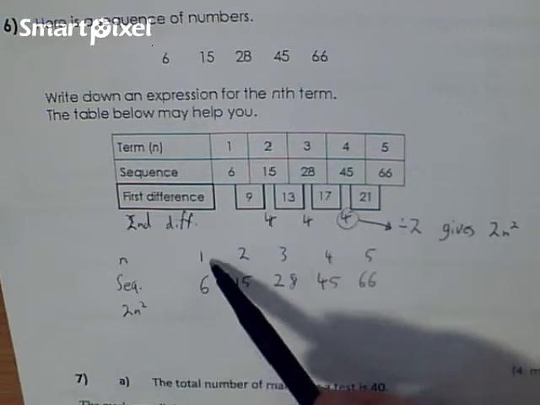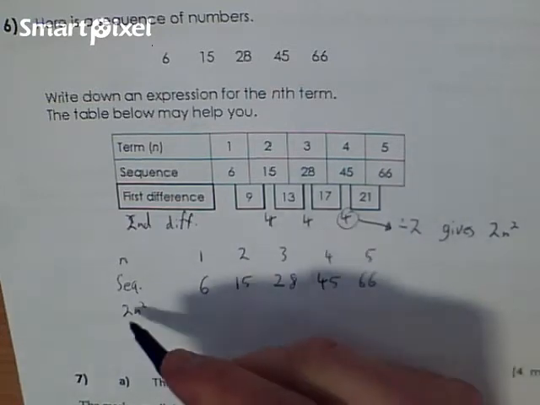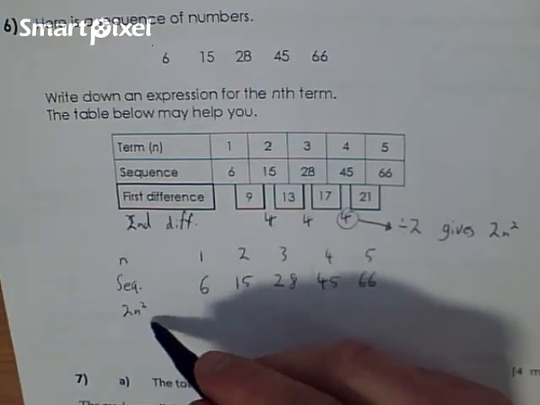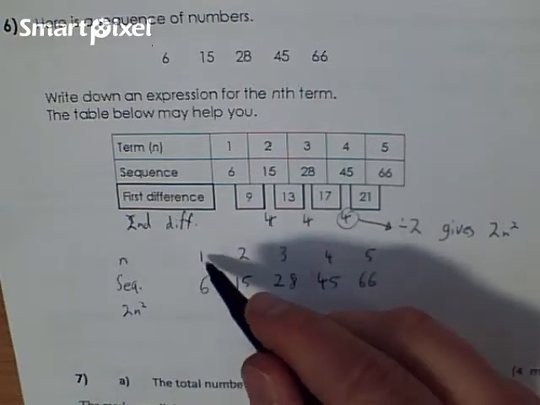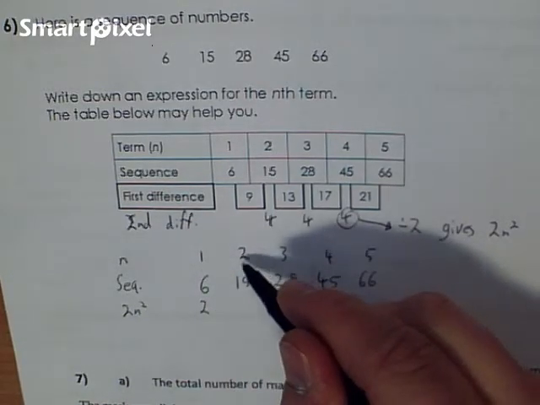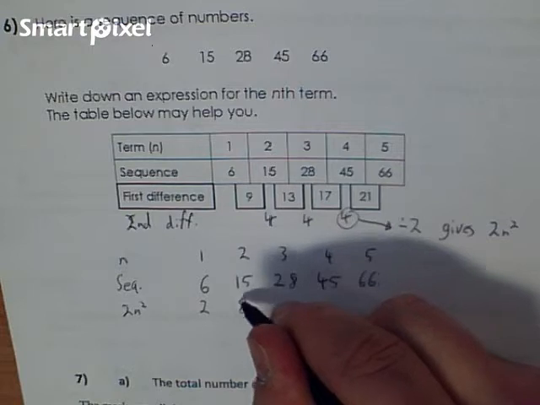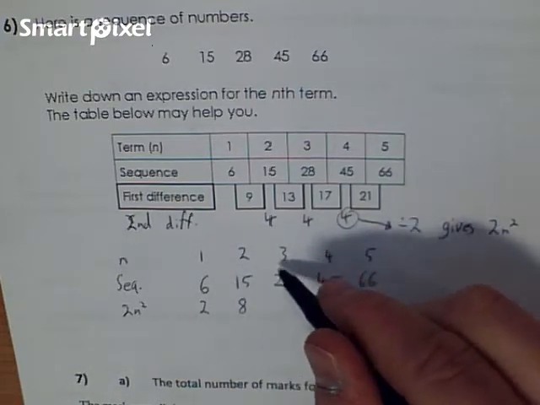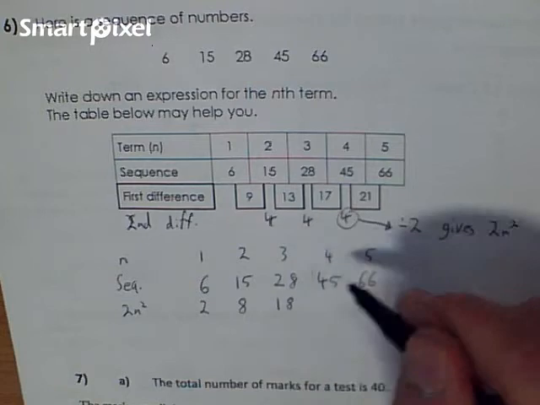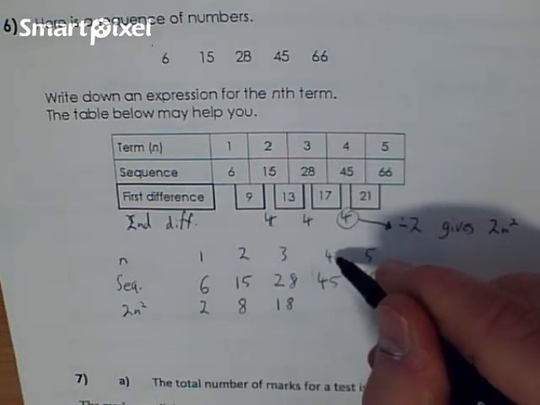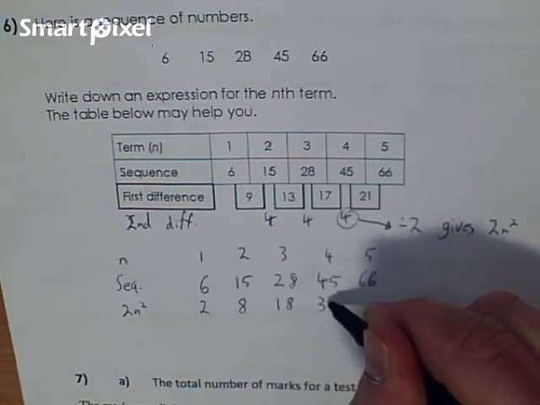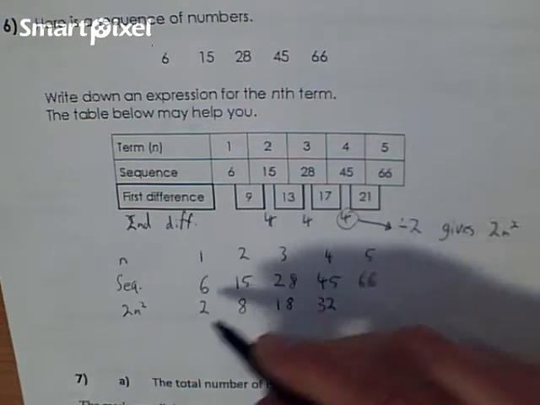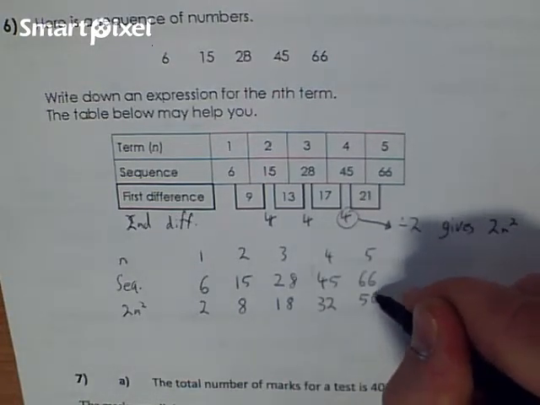2n squared. Well, 1 squared is 1. Two lots of that, I need to square first using my BIDMAS rules. So 2 lots of 1 is 2. 2 squared is 4. 2 lots of 4 is 8. 3 squared is 9. 2 lots of that is 18. 4 squared is 16. 2 lots of that is 32. And 5 squared is 25. 2 lots of that is 50.